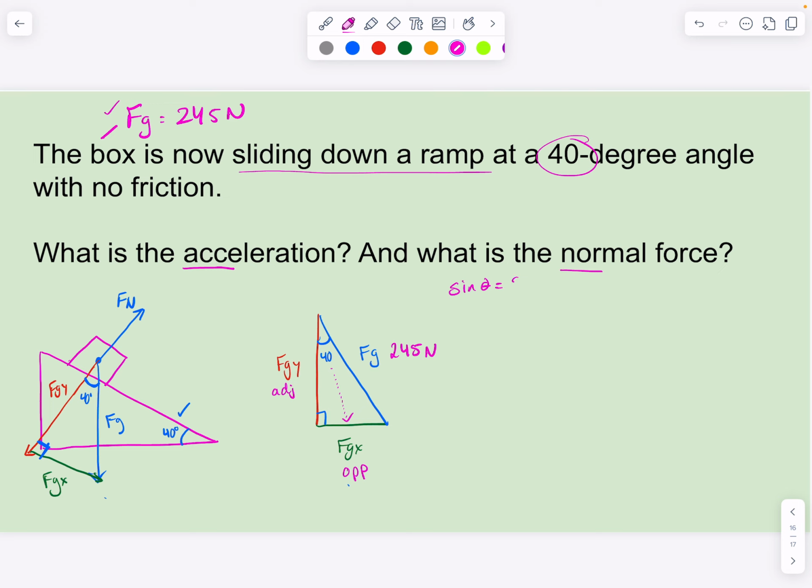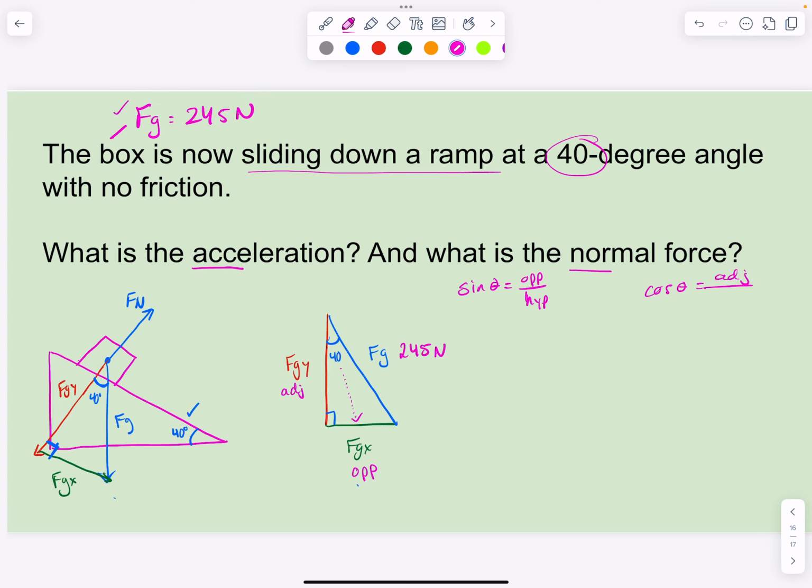Now I can remember back to my information about sine and cosine, that the sine of an angle equals the opposite over the hypotenuse, and the cosine of an angle equals the adjacent over the hypotenuse. So the question is going to be, which value do I want for which element? I want to find acceleration, and I want to find the normal force. Let's get out a different color here. Let's look at, first of all, acceleration.